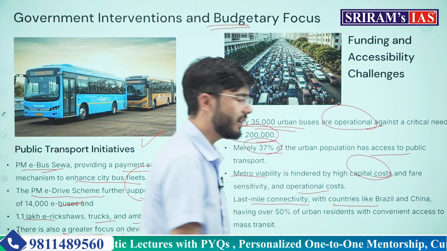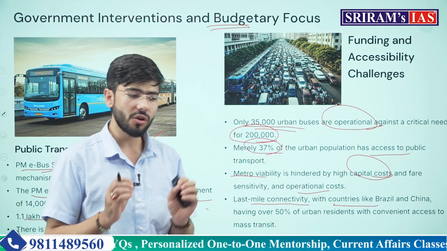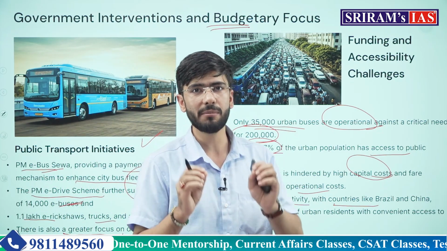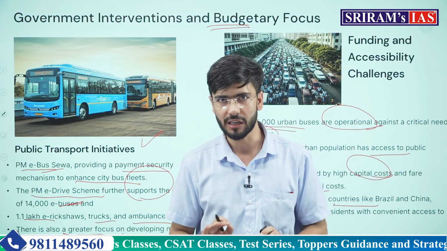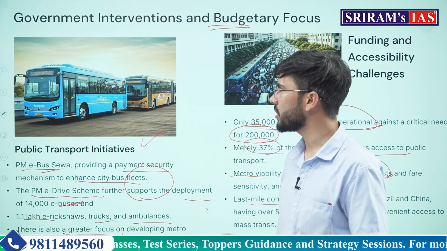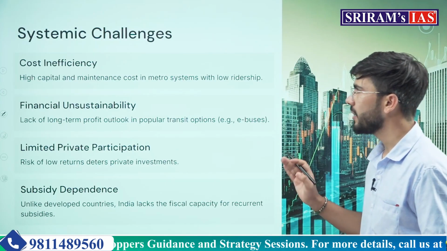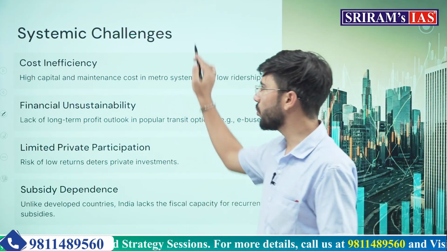Therefore, what we need is last mile connectivity, which is not being provided adequately by the public infrastructure or public transport which we have currently. So there are underlying issues and the government is taking steps on this, but yes, there are challenges also. What are the challenges?